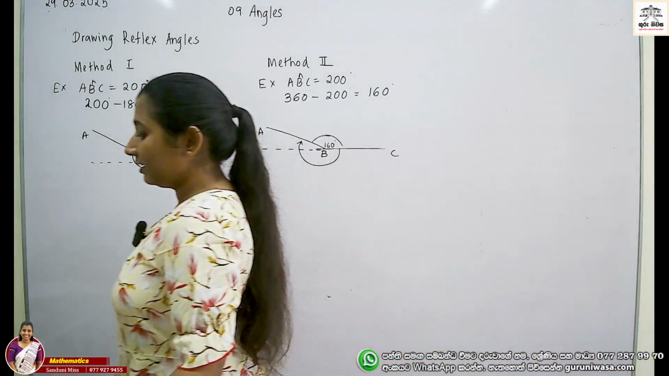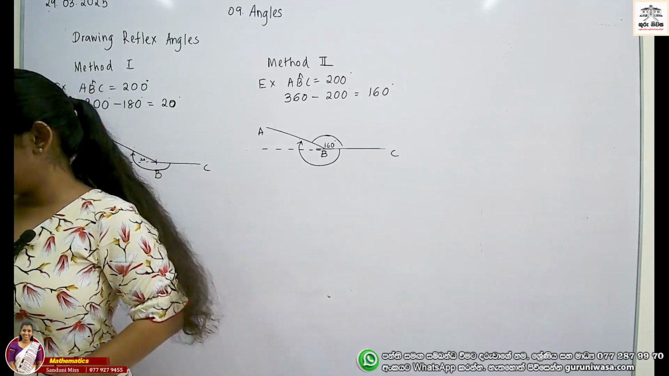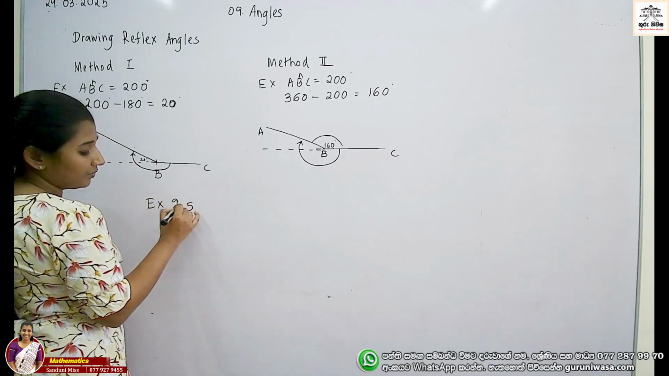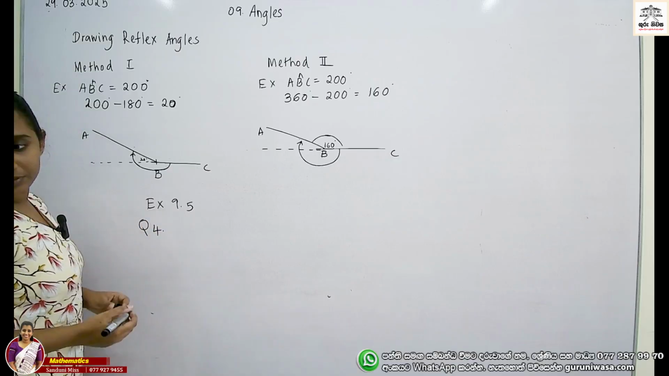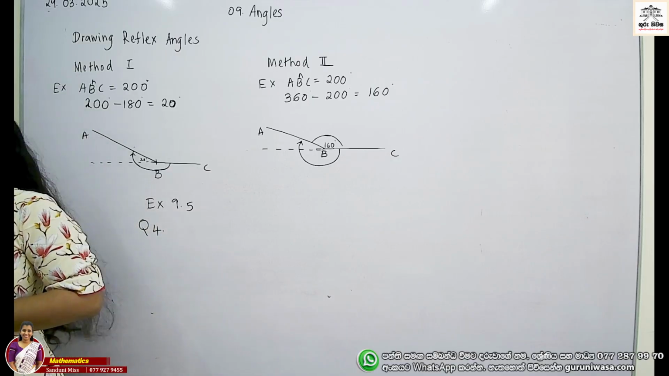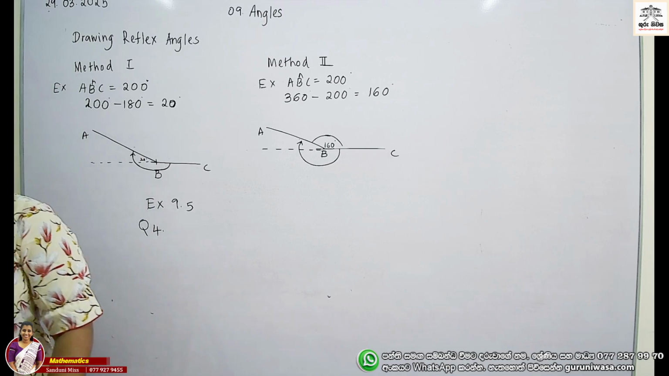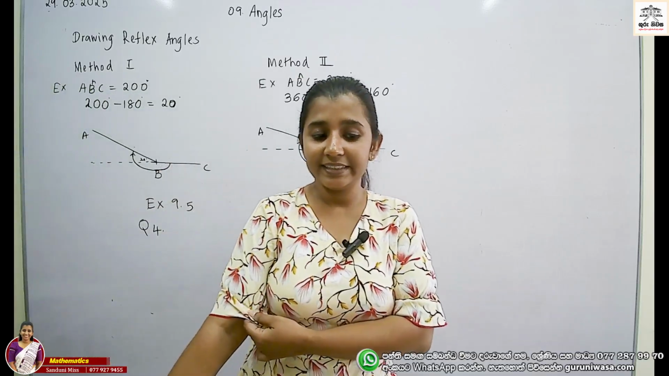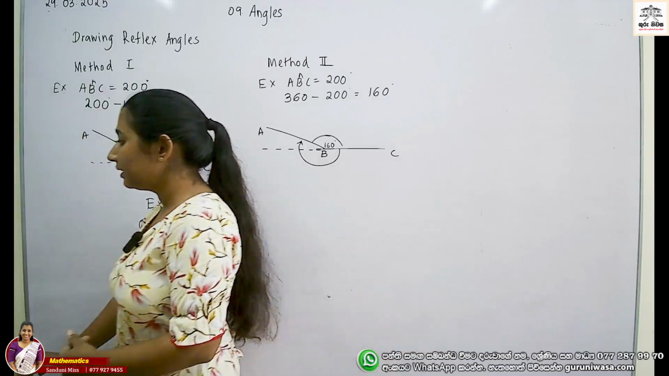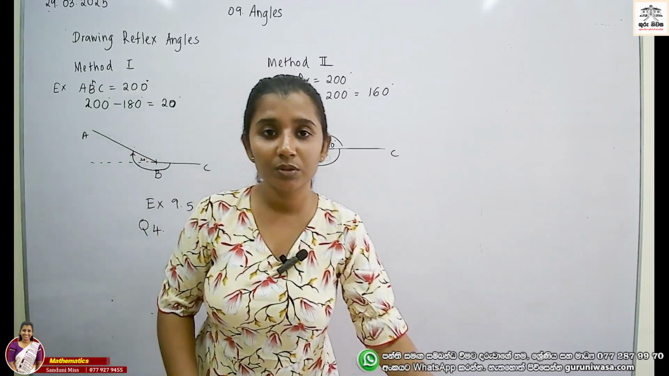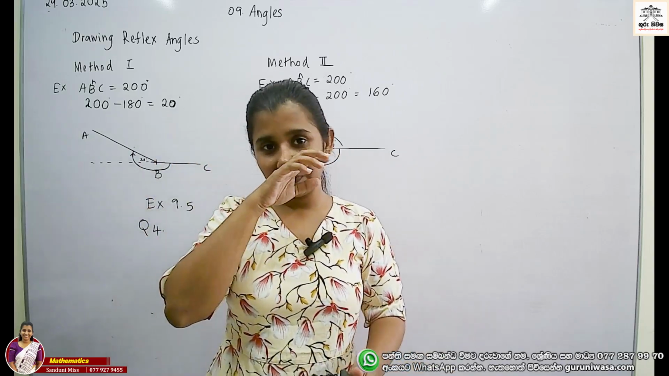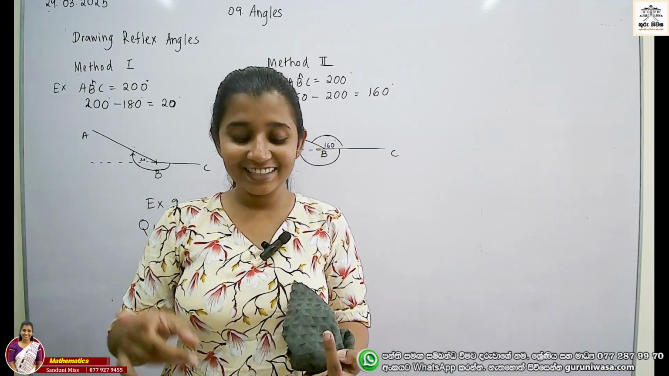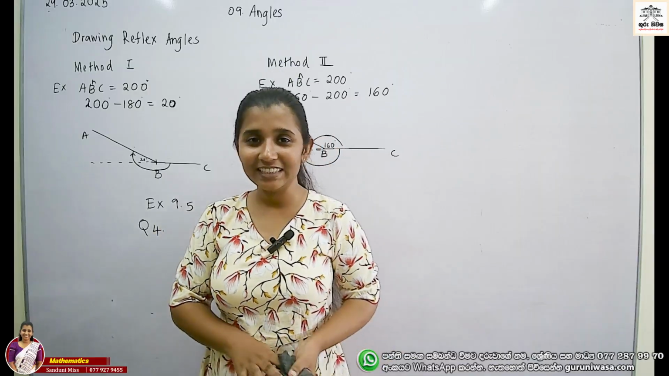Okay. Right. So then you can do exercise 9.5, question number 4 as homework. Okay. So then this is all about the angle lesson. We will practice more sums. We will do more sums in the paper revision class, all the exercises, and we'll draw angles and measure angles in the paper revision class.